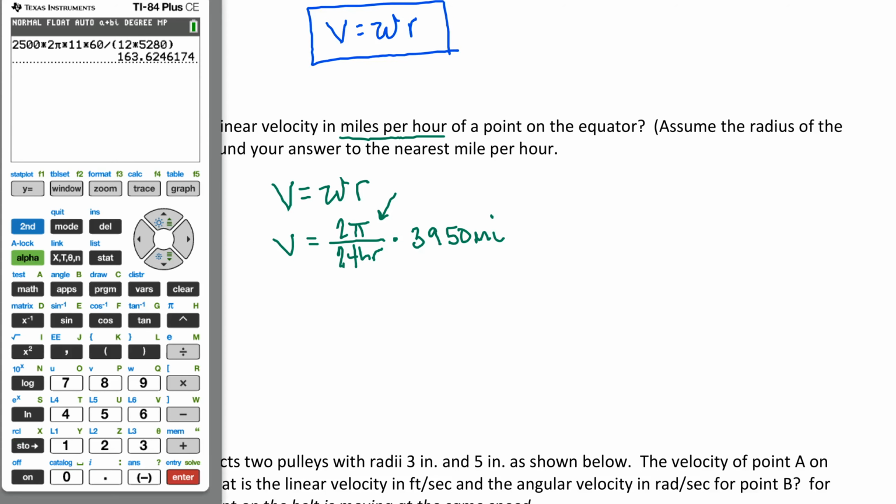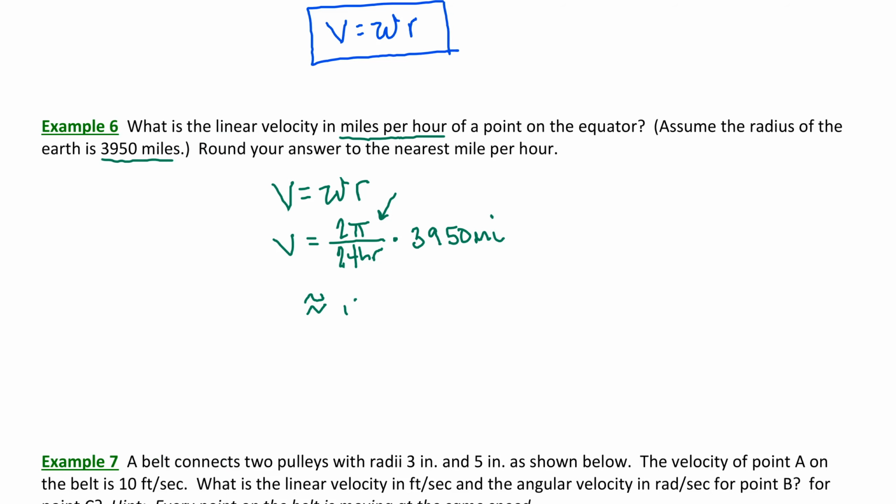So let's type this into our calculator. We have 2 pi times 3,950 divided by 24 hours. We're going to round to the nearest tenth, so we end up with 1,034.1 miles per hour. Now, because that velocity is constant, a person at the equator doesn't experience or sense the movement of 1,034 miles per hour. Once again, because it's a constant velocity.